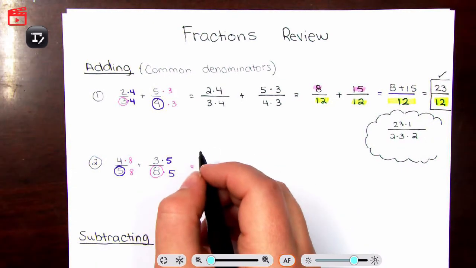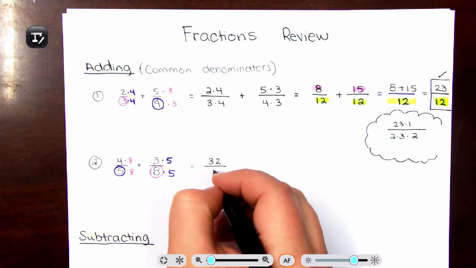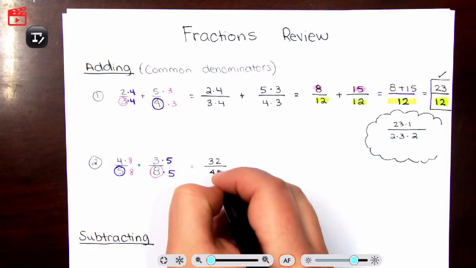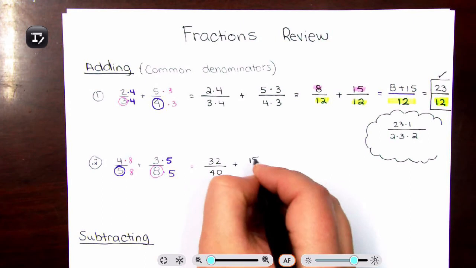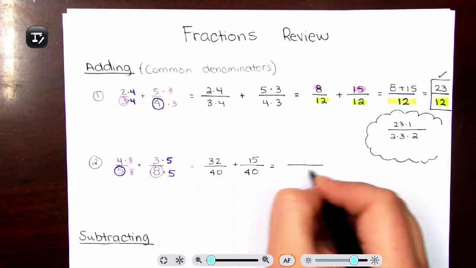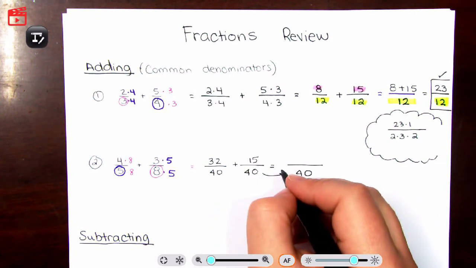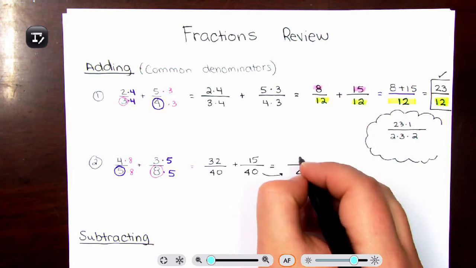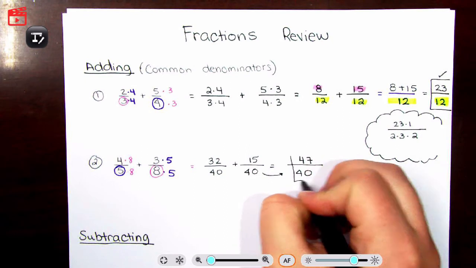8 times 4 is 32. 5 times 8 is 40. Plus 5 times 3, which is 15. And 8 times 5 is 40. Again, the denominator just carries over, nothing changes. But 32 plus 15 equals 47. And again, simplify if you can. And that does not simplify, so that would be our answer.